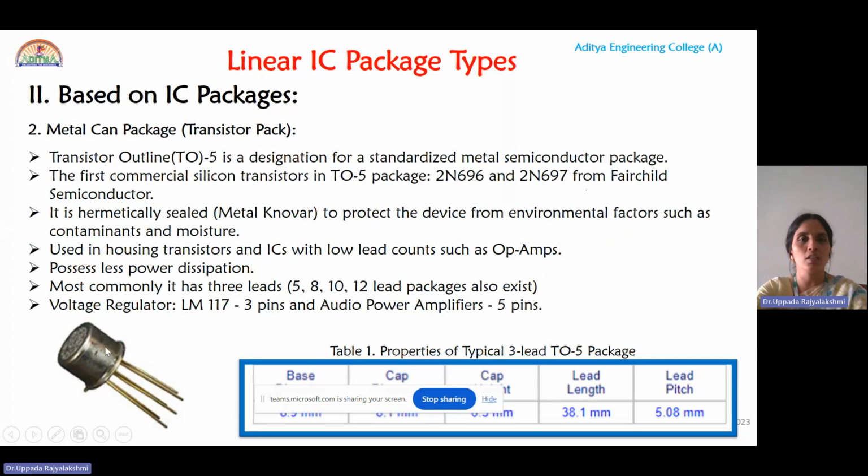And if you see the sealing, it is completely hermetically sealed by using the metal lid in order to protect the device from environmental factors. It's used in housing transistors with low lead counts, and it has 3 leads, and it also ranges from 5 to 12 leads. That is, 5, 8, 10, 12 lead packages also exist. And the main application is that it acts as a voltage regulator.